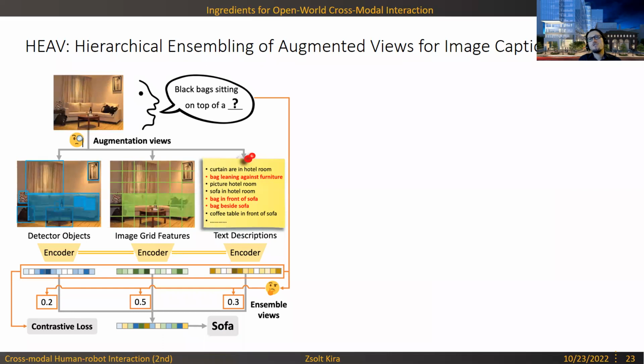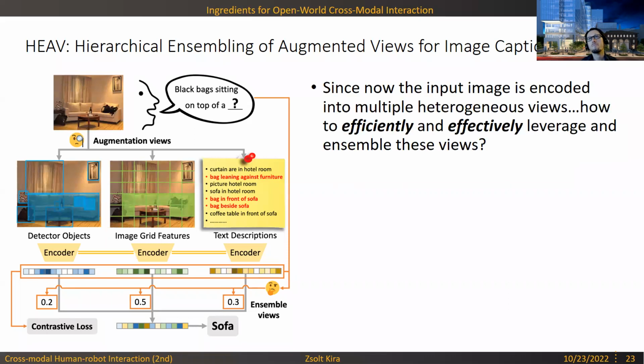We have some additional improvements upon our CVPR works. For example, we can now view the textual information as really data augmentations or additional views of our image. And so there's kind of a fusion question here. How do we combine different sources of information, that is textual information that we retrieve from the image information itself, image grid features, detected objects, and so on. And so what we want to do is do this effectively, but also efficiently.